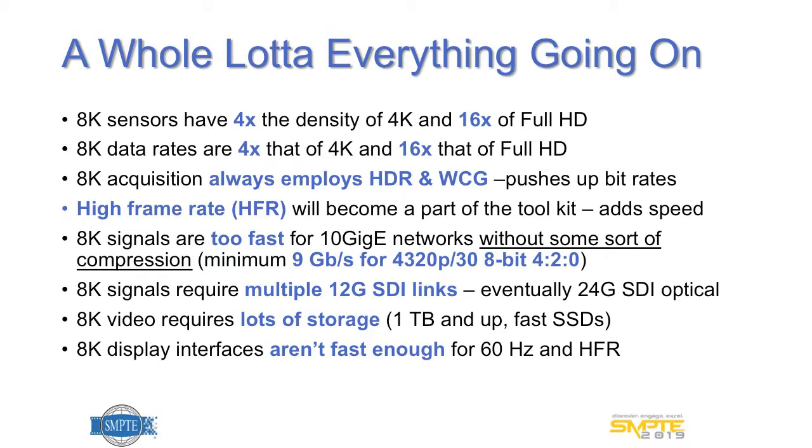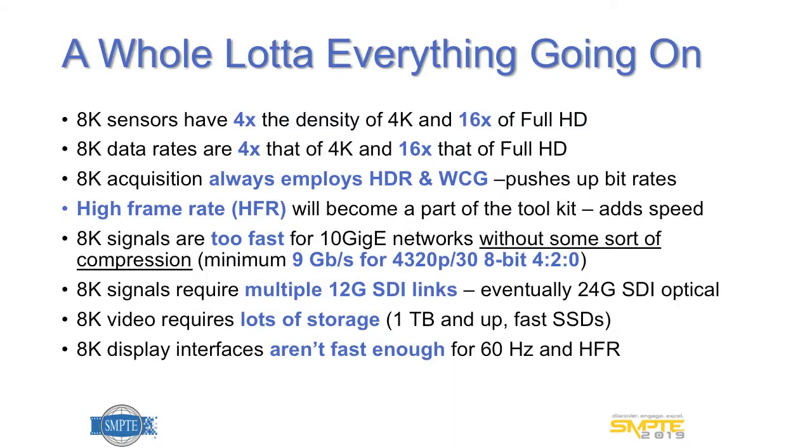8K signals are too fast for 10 gig networks without some sort of compression. So a bare bones plain vanilla version of 8K, which might be 4320p30, 8-bit 420, already is at 9 gigabits a second. So we obviously have to do some compression. They require multiple 12G SDI links. Eventually, we may move to 24G SDI optical.